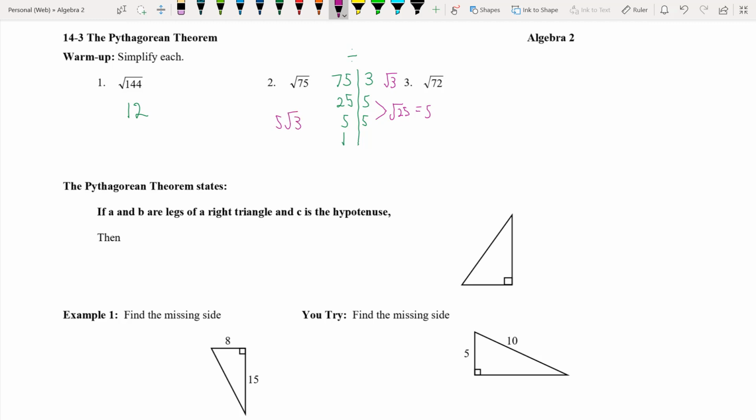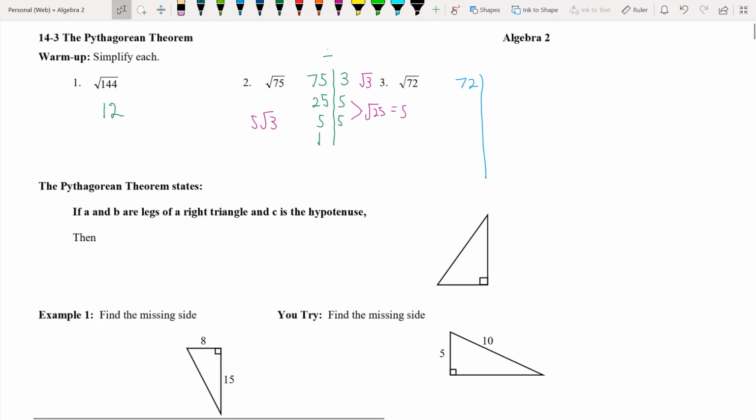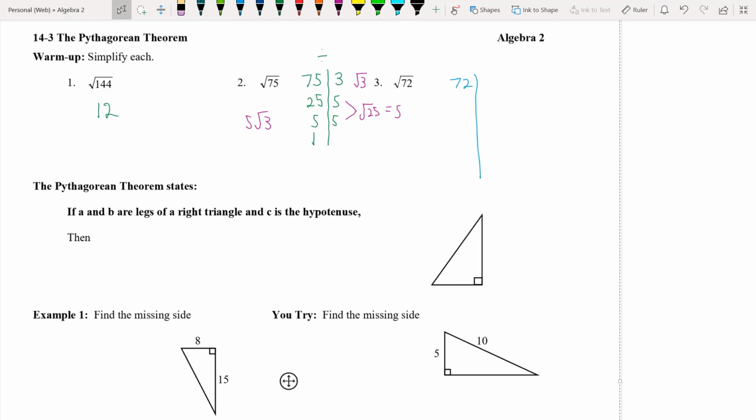All right? I do the same thing with 72 over here on the right. I'm going to start off with 72. I'm going to use my factor branch here. I'm going to start by dividing by 2. 72 divided by 2 is 36. 36 divided by 2 is 18. 18 divided by 2 is 9. 9 doesn't divide by 2, so I go to 3. 9 divided by 3 is 3. And 3 divided by 3 is 1.